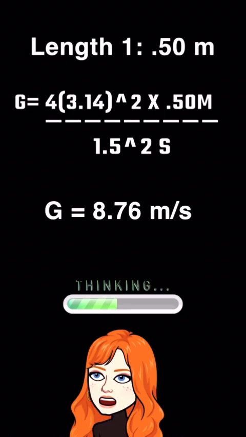Using the information from my first experiment, we will be taking the length of the string at 0.50 meters and inputting it into the formula along with the time that it took for one period. This will give us a number of 8.76 meters per second as the result for G.